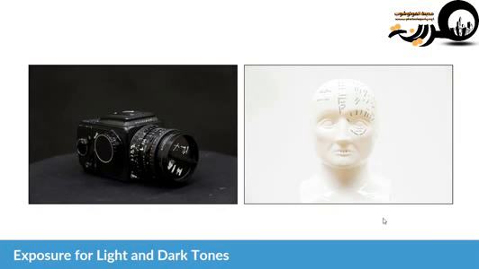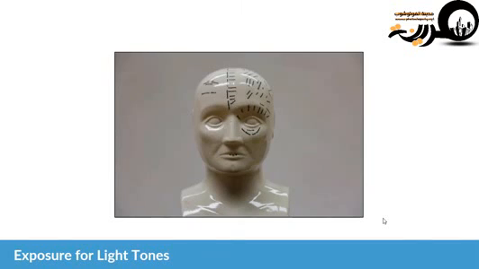So let's have a look at how the camera treats both these scenes. Essentially, the camera is going to see these scenes both the same in terms of exposure. So the camera itself is a device that has no idea what tone or color it's looking at.